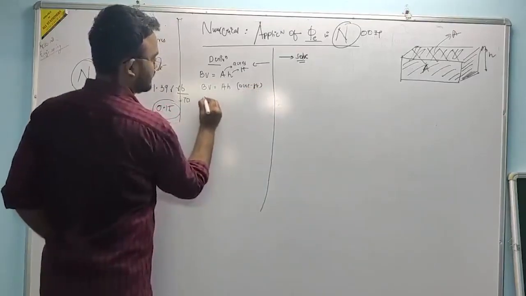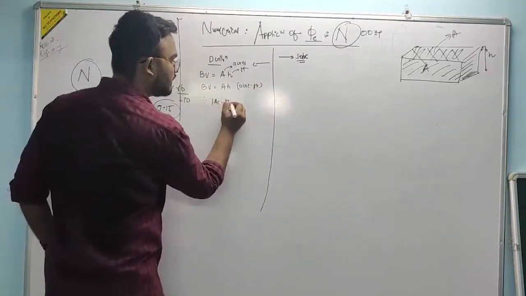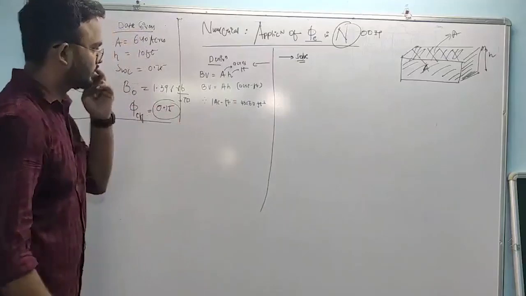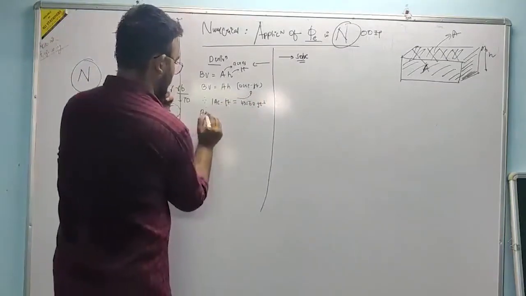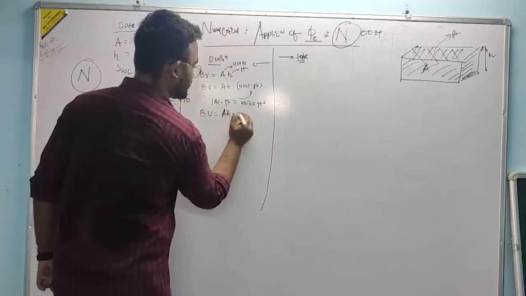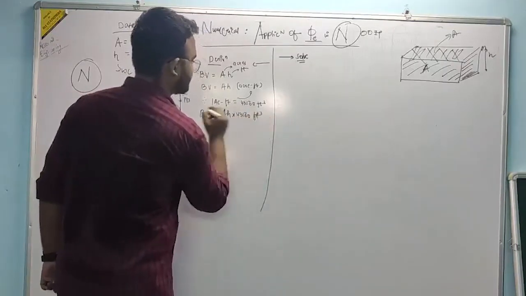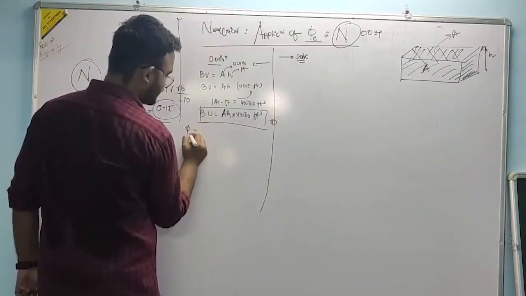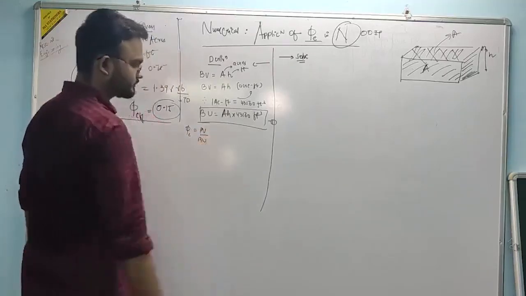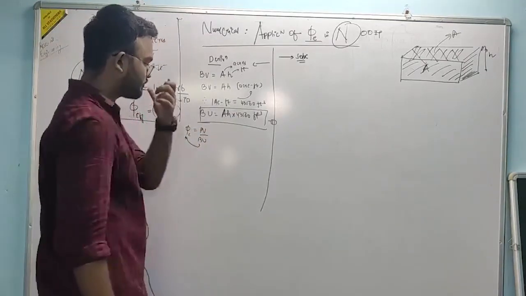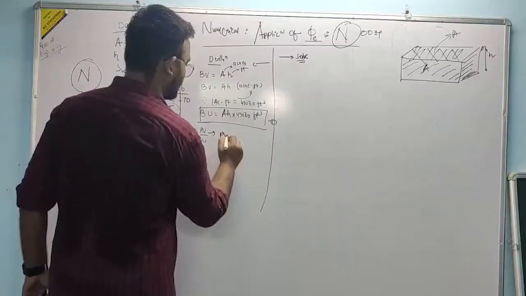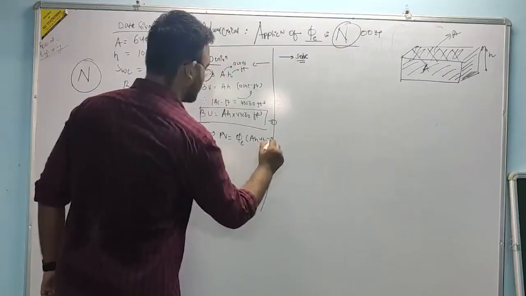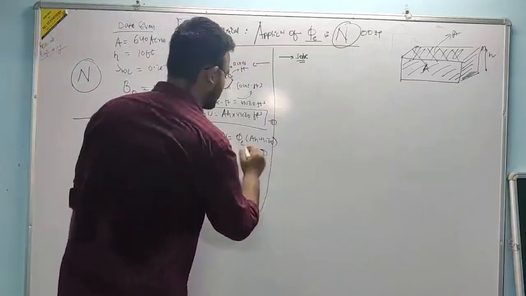Note that 1 acre-foot is equal to 43560 feet cube. So we substitute this over here. The bulk volume is A H times 43560 feet cube. This is our first equation. Now, we know that porosity is pore volume upon bulk volume. So the pore volume is porosity times bulk volume, so the pore volume over here is porosity times A H 43560. This is the second equation.